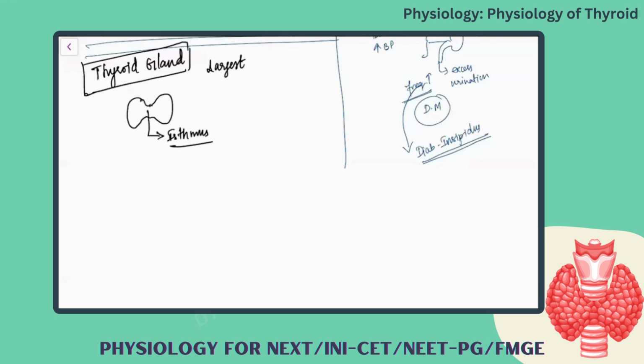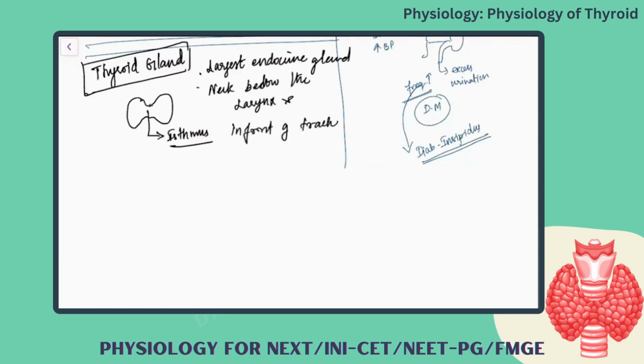So now we talk about the thyroid gland, and this thyroid gland is the largest endocrine gland of the human body, and it is situated in the neck, below the larynx, and in front of trachea. Okay.